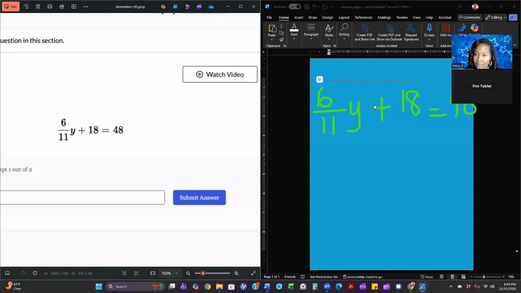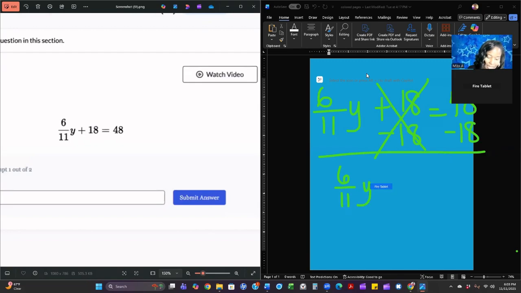I'm first going to take this adding 18 and move it to the right-hand side of the equation to get my like terms on the same side. Since 18 is being added, the opposite of adding 18 is to subtract, right? So I'm going to subtract 18 from both sides of the equation. Draw a little line right there to show that's our first step. The positive 18 and the negative 18 will cancel. Then I'm going to bring down my 6/11 y and my equal sign. When I do 48 minus 18, I get 30.